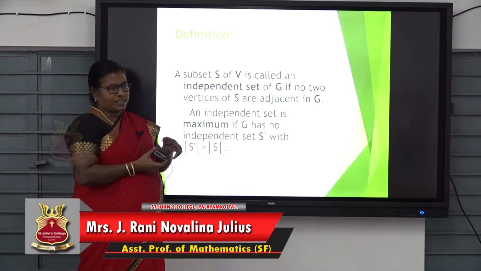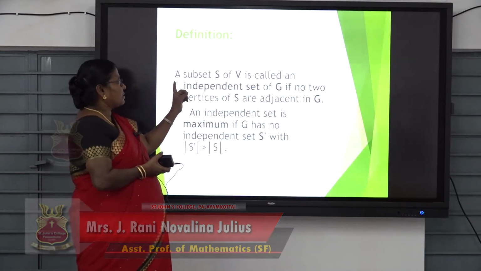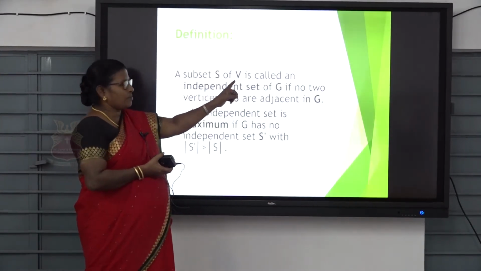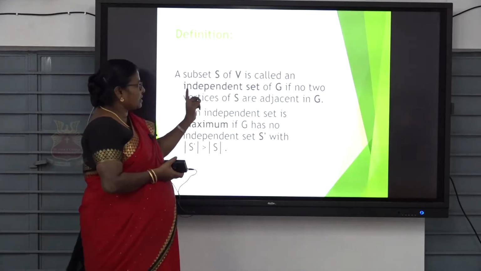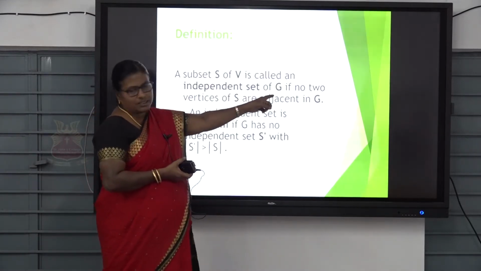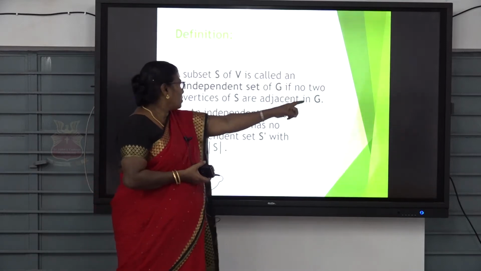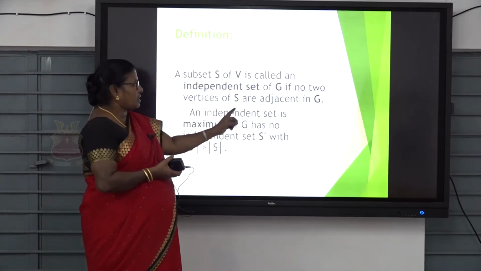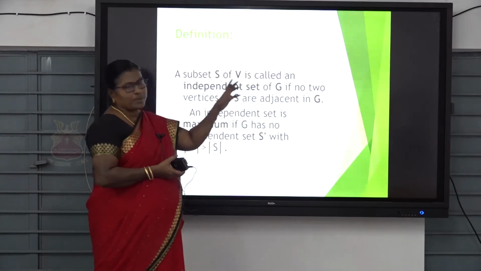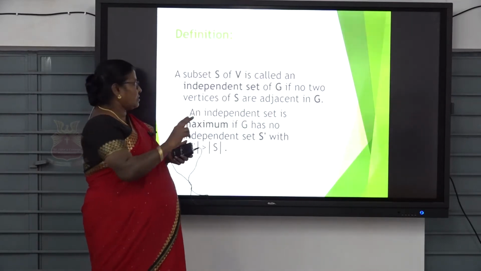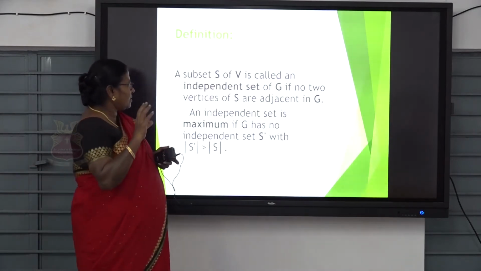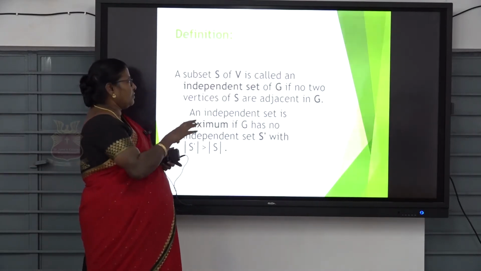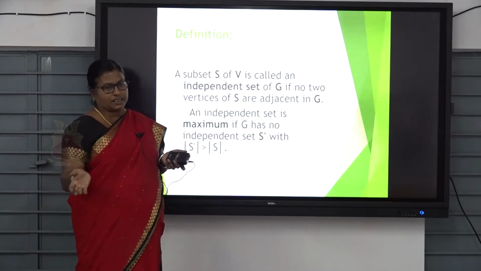What is an independent set? Let us see. A subset S of V, meaning the set of vertices, is called an independent set of G, where G means the graph, if no two vertices of S are adjacent in G. Means the subset S should contain only vertices which are not adjacent.